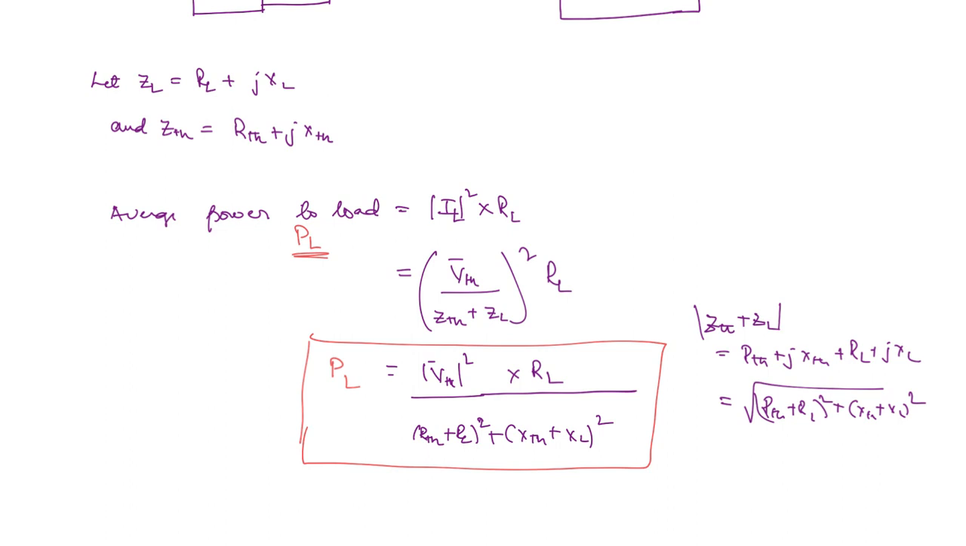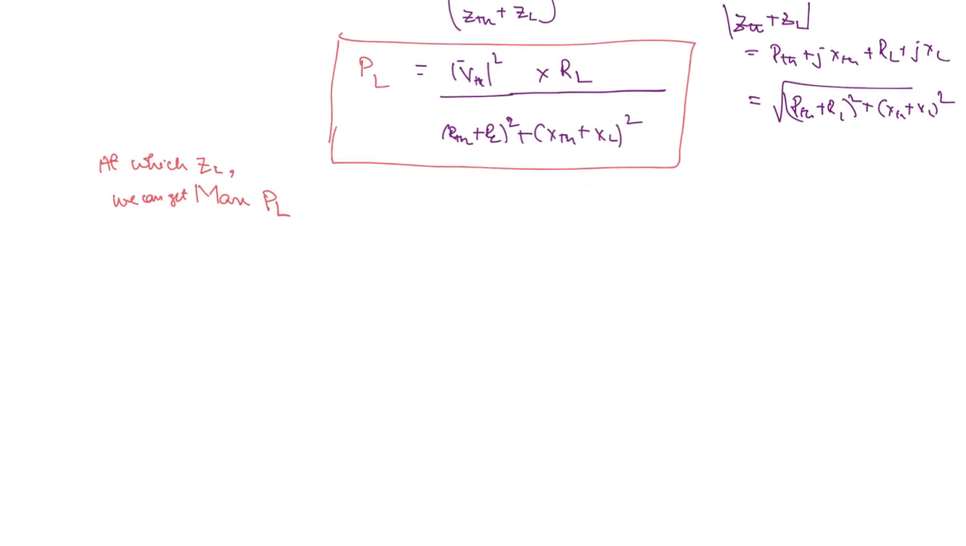Now what do we want? We want the maximum value of PL. Okay. At which load value do we get maximum PL? At which ZL do we get the maximum value? So here you have two variables. What are the variables? RL and XL. So you have to differentiate with each of these. Differentiating with respect to RL and also differentiating with respect to the load reactance. So this is equal to 0.